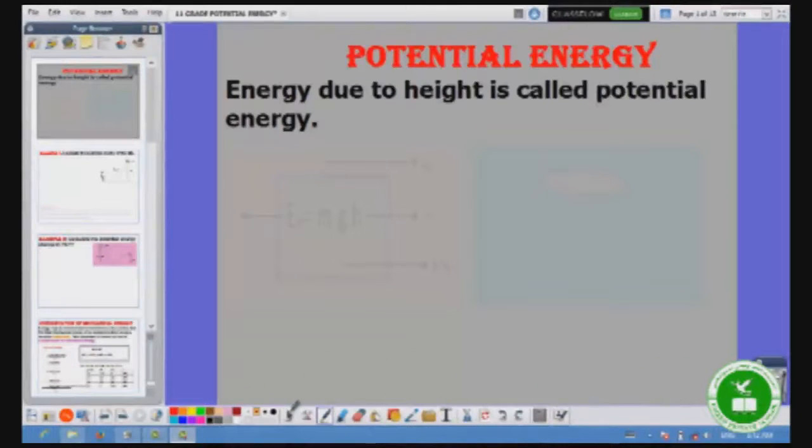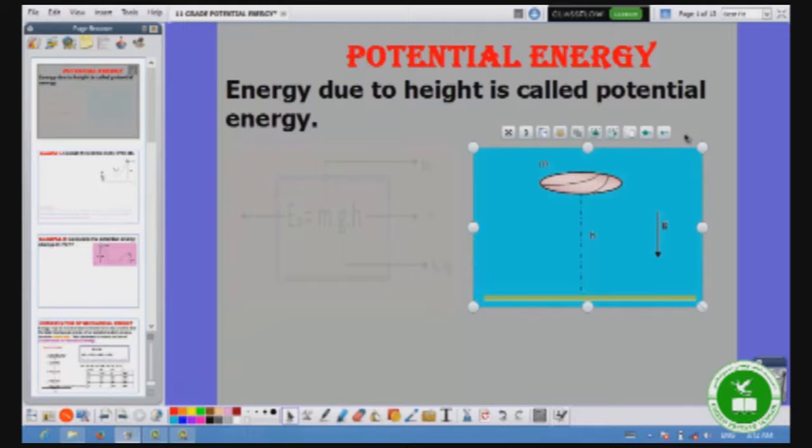In this class, I'm going to explain some remaining topics of 11th grade physics, and today's topic is potential energy. Potential energy is the energy due to height of an object. So it depends on height. If height is more, potential energy will be more. If height is less, potential energy will be less.